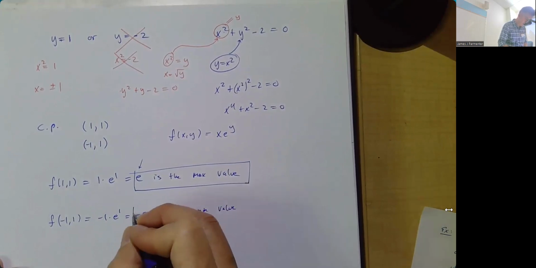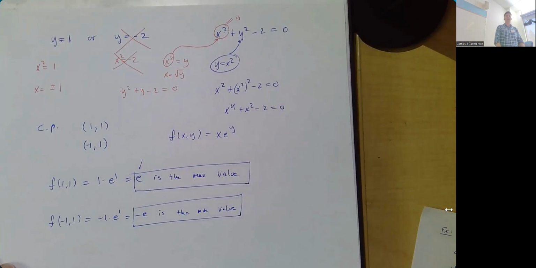But you probably need to use some amount of words there to let the person know that this one's the maximum value and this one's the minimum value. The maximum occurs at the point 1, 1. The minimum occurs at the point -1, 1. But nobody asked us to find that in this problem.